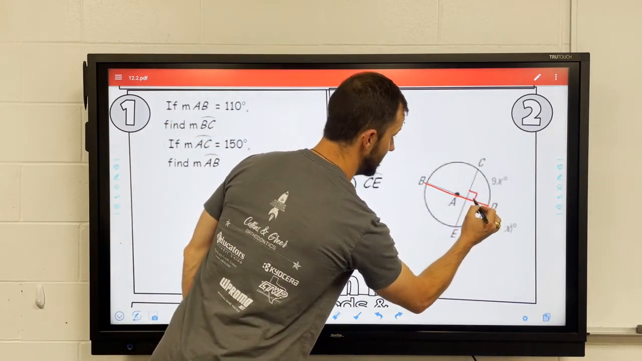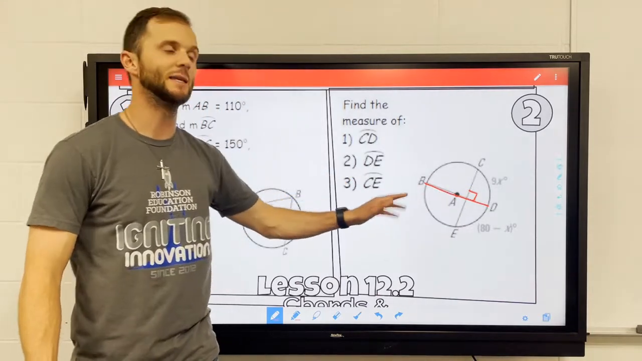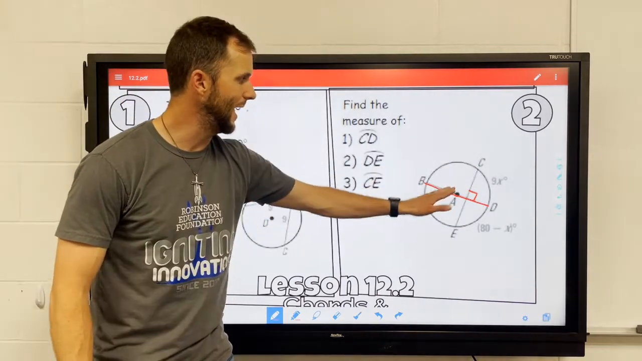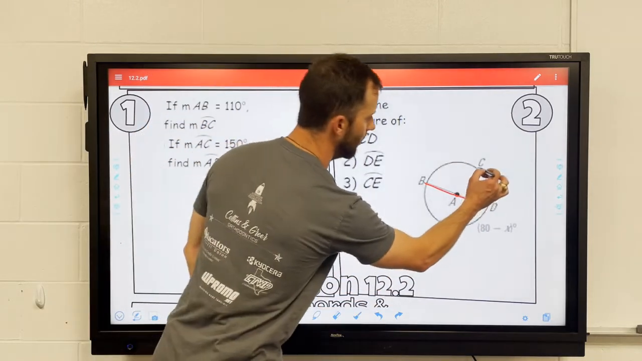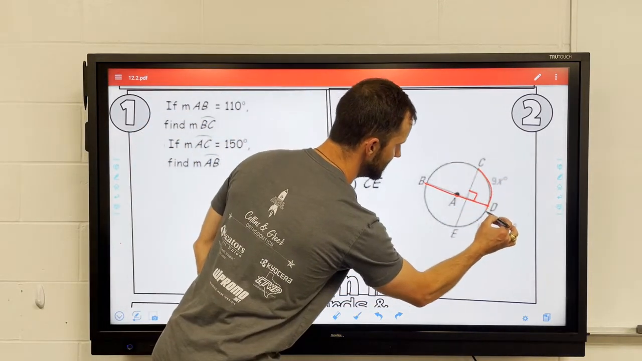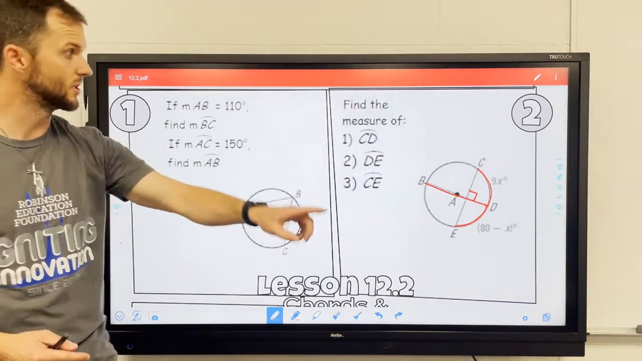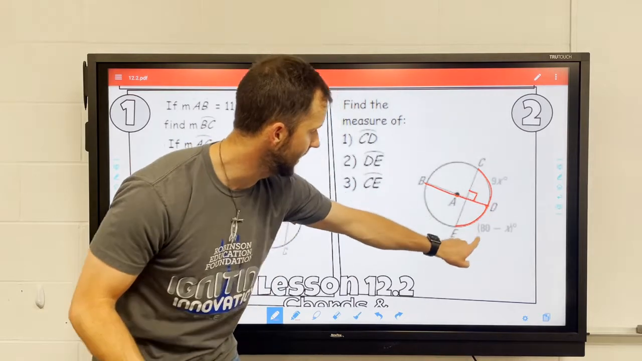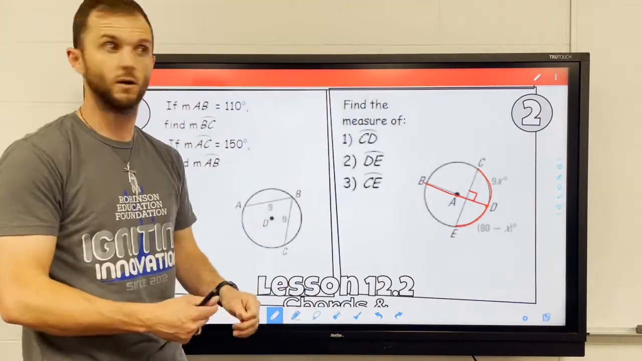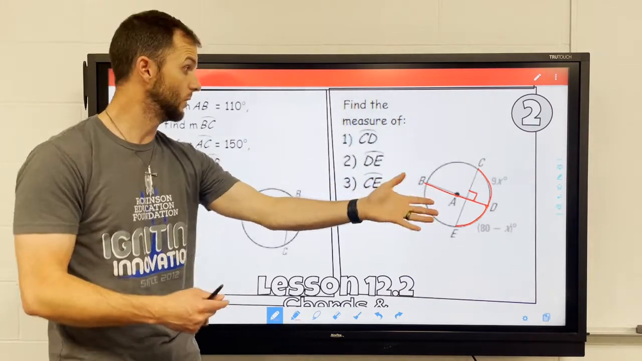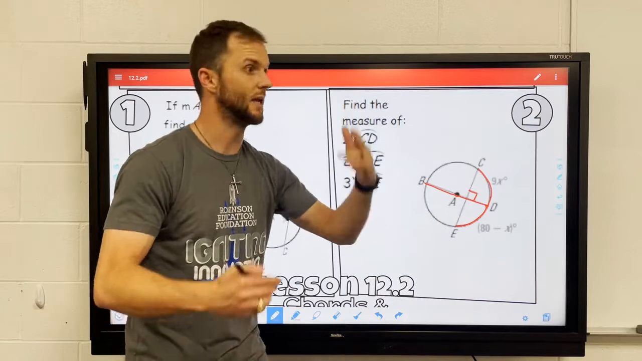They are perpendicular. Slade already said it. Since they are perpendicular, the diameter is bisecting the chord and it's bisecting my arc. So what do I know about CD and DE? They're going to be the same, right? So what am I going to do with 9x and 80 minus x? They're equal, so I'm going to set them equal to each other.